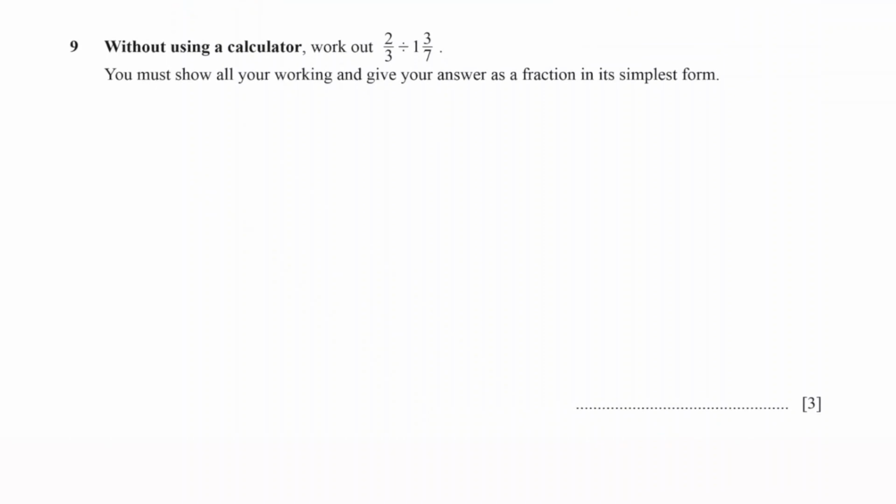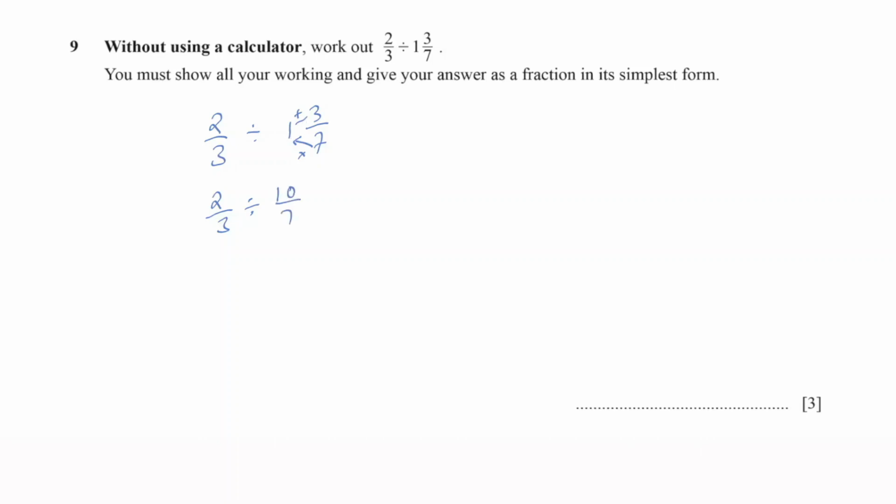Work out without using a calculator. So 2 by 3 is given and a division sign is there, and 1 3 by 7 is there. So first let's take this one and change the mixed fraction to simple form. 7 times 1 is 7, and then you add 3. 7 plus 3 is 10.